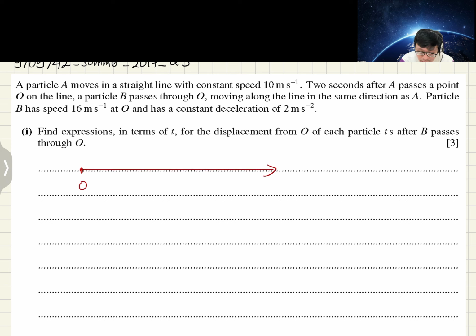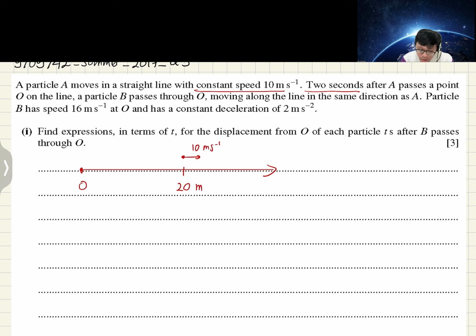And we have a particle A moving in a straight line with a constant speed of 10 meters per second. We care about 2 seconds after A passes through the origin. Because the constant speed is 10 meters per second, in 1 second it moved 10 meters. That means 2 seconds it's 20 meters. So 2 seconds after, A is here, moving at the constant speed of 10 meters per second.